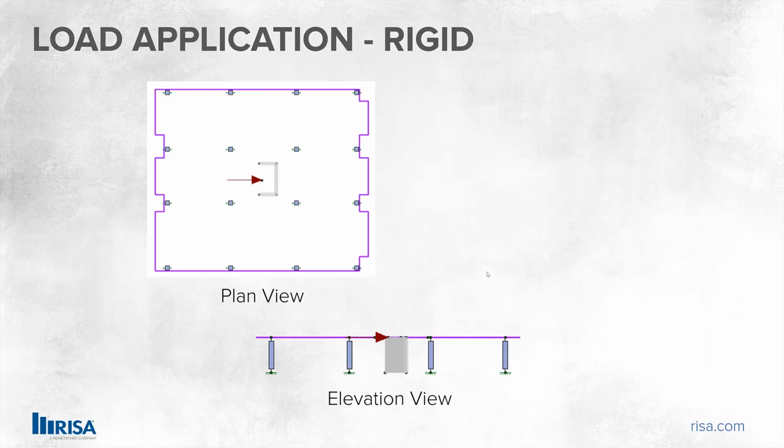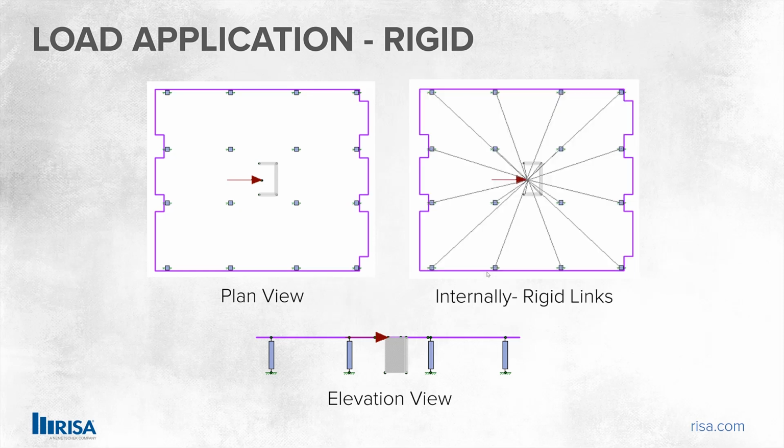Now let's go ahead and take a look at the load application on each level. When we have a rigid diaphragm, that load application is applied directly to the center of a model. Basically, this point at the center of rigidity then transfers the load via internal rigid links to all of the connecting elements on that level. So all nodes are rigidly connected together.